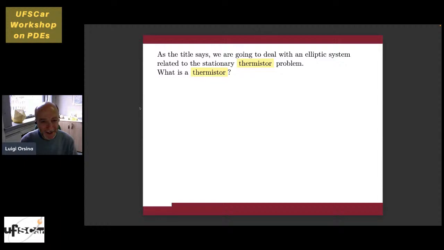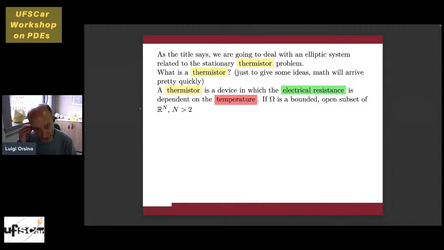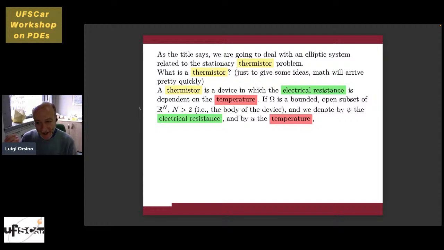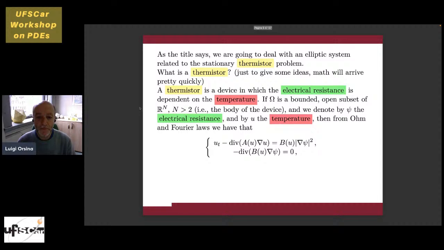A thermistor is a device in which the electrical resistance depends on the temperature of the body. This gives rise to a mathematical model. Let omega be a bounded open subset of R^n with n larger than 2, the body of the device. As Lucio said yesterday, Greek letters for some unknowns and Roman letters for the others. If psi is the electrical resistance and u is the temperature, then you put together Ohm's law and Fourier's law, combine them, and let time into the problem, and you get this parabolic-elliptic system.